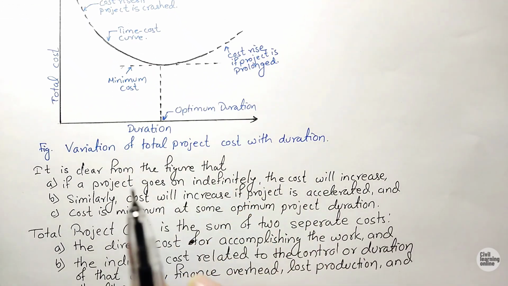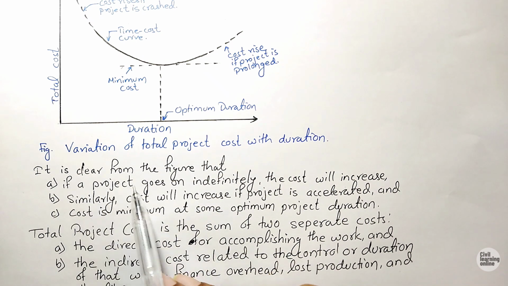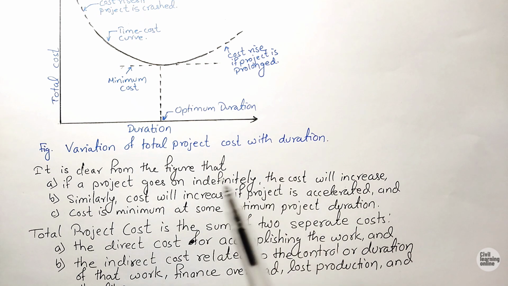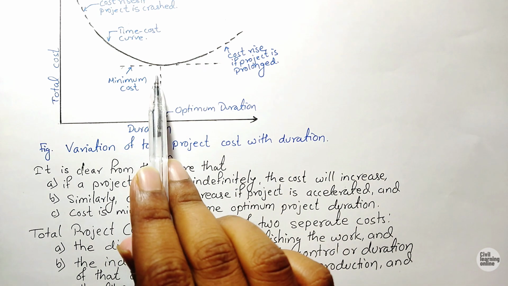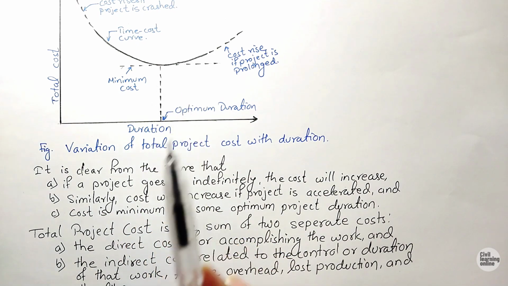Here, the same thing which I mentioned already is pointed out: if a project goes on indefinitely, meaning there is no limit of time, then the cost will increase. Similarly, cost will increase if the project is accelerated, meaning we have to complete the project before normal time. And the cost is minimum at some optimum project duration. Here you can see the minimum cost is shown, and that duration is the optimum duration.